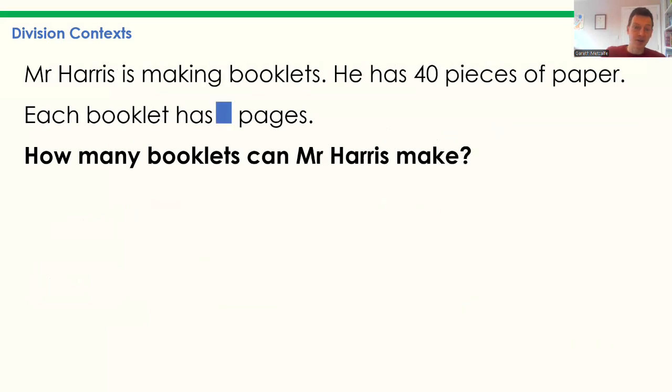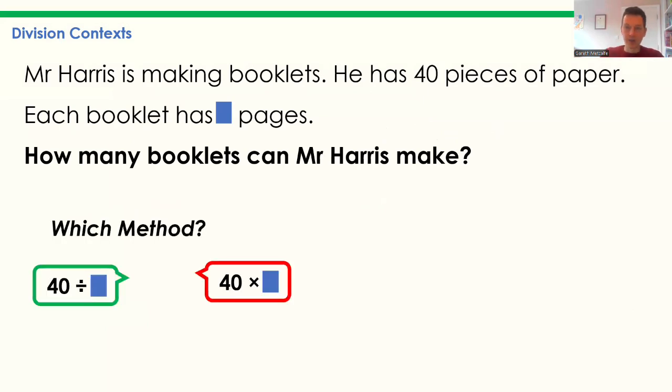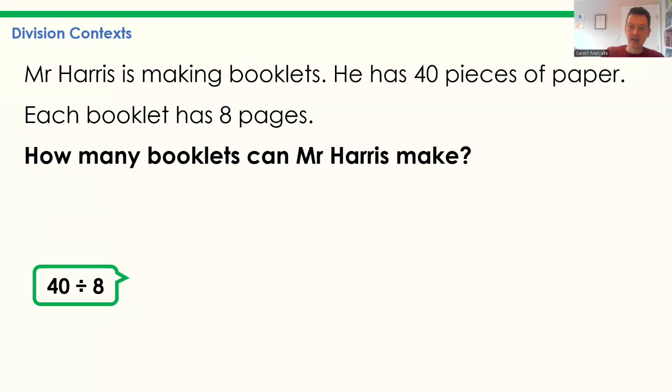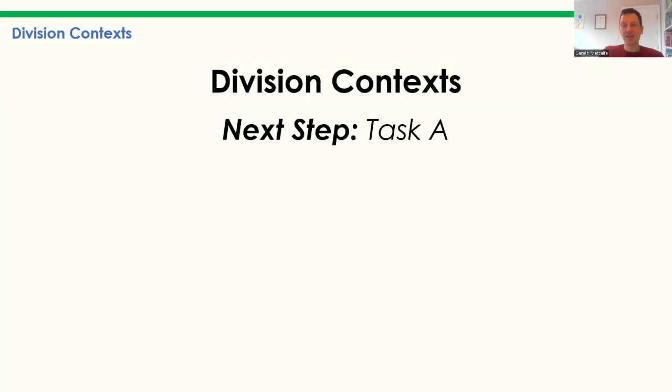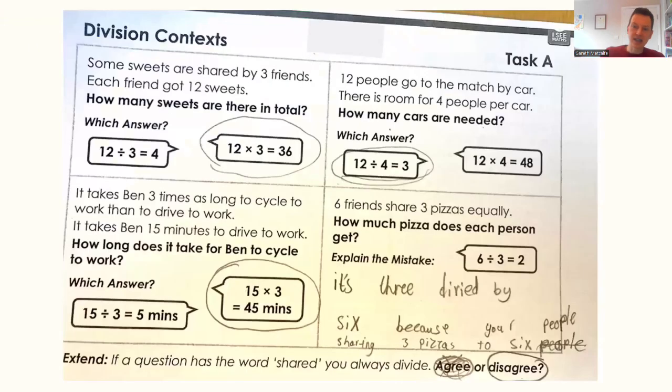And we have another question for discussion. Mr. Harris is making booklets. He has 40 pieces of paper, each booklet has some pages. Which one is it? The children vote on that one. We see the numbers revealed, the bar model, and there's another example as well. But that leads into Task A, which is a task for the children to discuss.